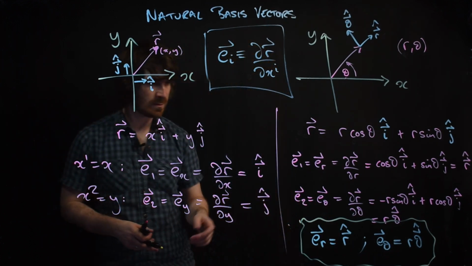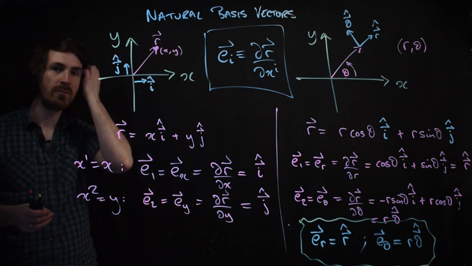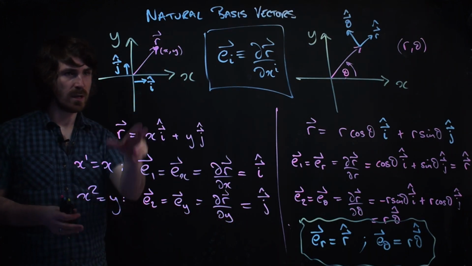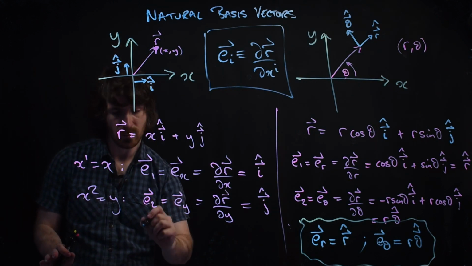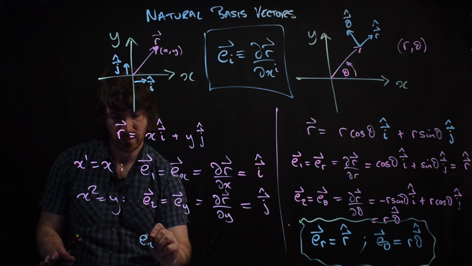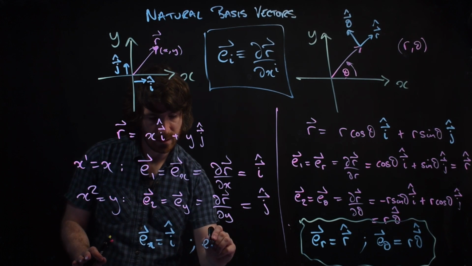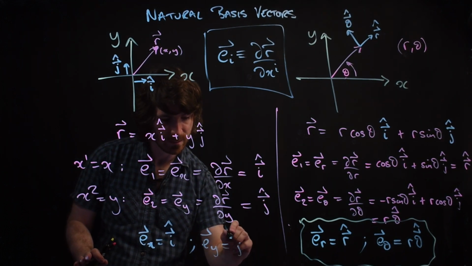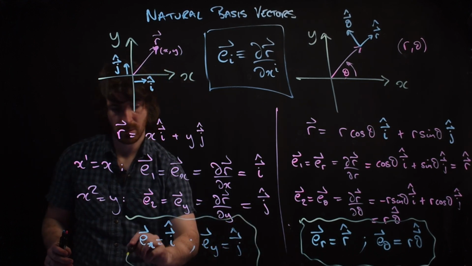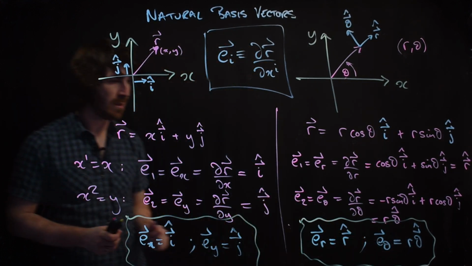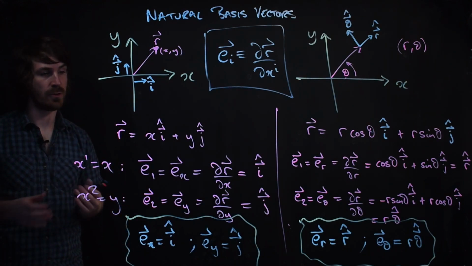So this demonstrates that our natural basis vectors don't have to be unit vectors. In the Cartesian system, we find that they are. So E1, this is E_x, equals i, it is a unit vector, and E_y equals j hat, it is a unit vector. But in general, they don't have to be unit vectors. They don't even have to be orthogonal.